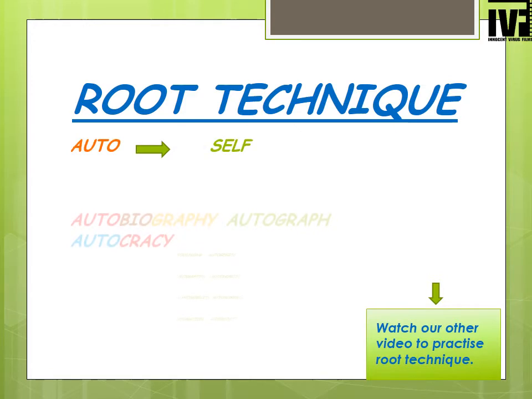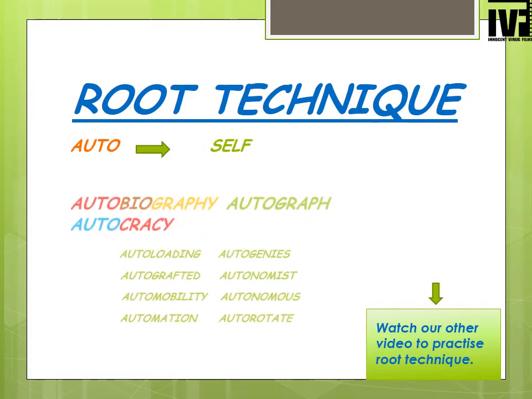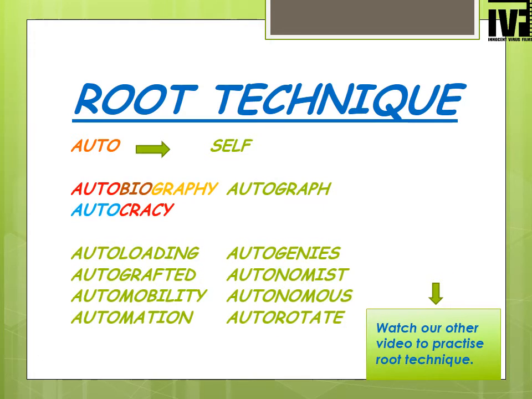Next is the root technique. Most English root words come from Greek and Latin languages. One useful method for building vocabulary through root words is to first look at the base word. Once you know the meaning of the root word, you will be able to identify the meanings of the words more than usual. Let's take the example of the root word auto, which means self.